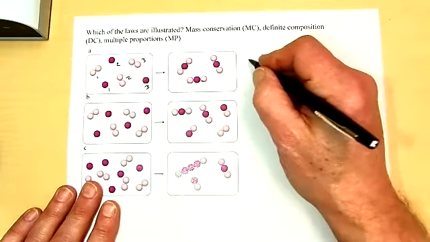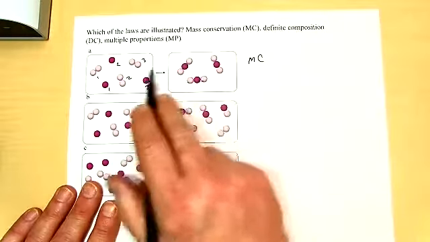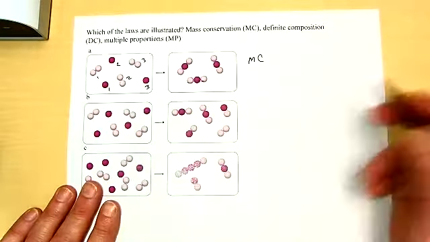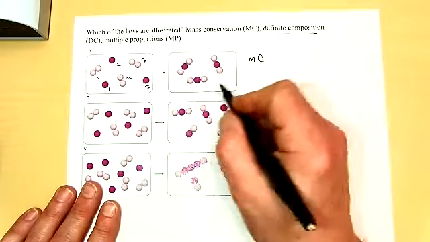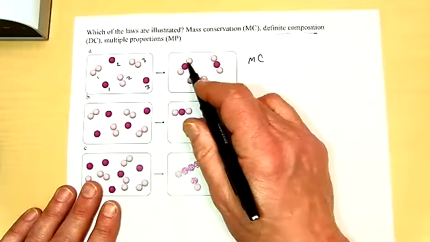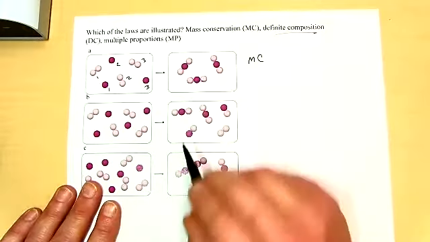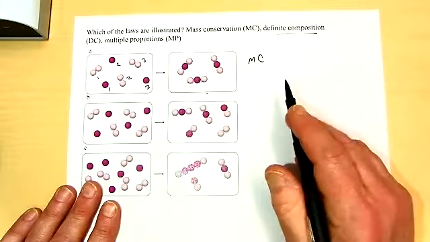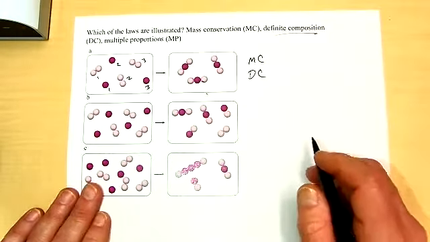So this definitely shows the law of mass conservation, because the number of elements before and the number of elements after are the same. But it also shows the law of definite composition, because we are forming a compound here that has a definite composition, right? Can't have 1.5 of these light colored ones with 1 of the dark colored ones. So there's definite composition here as well.